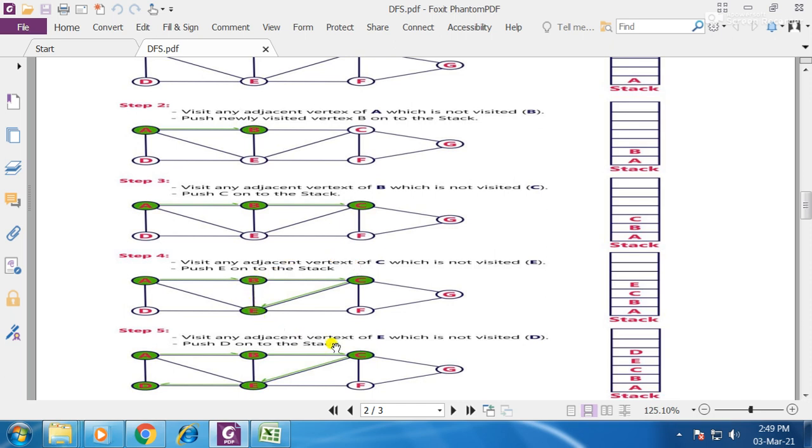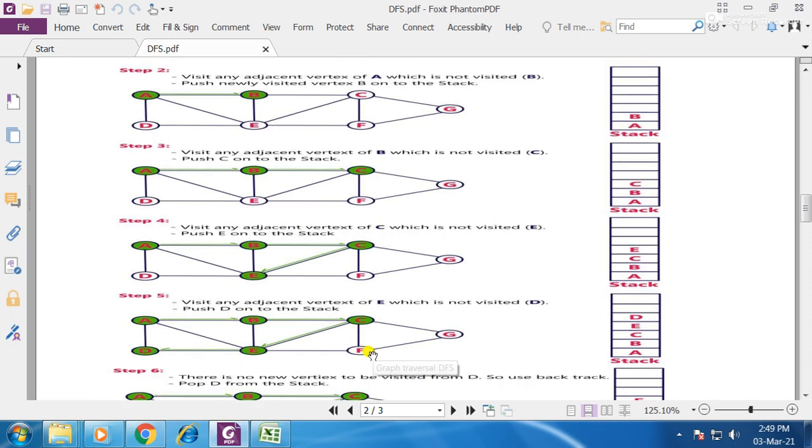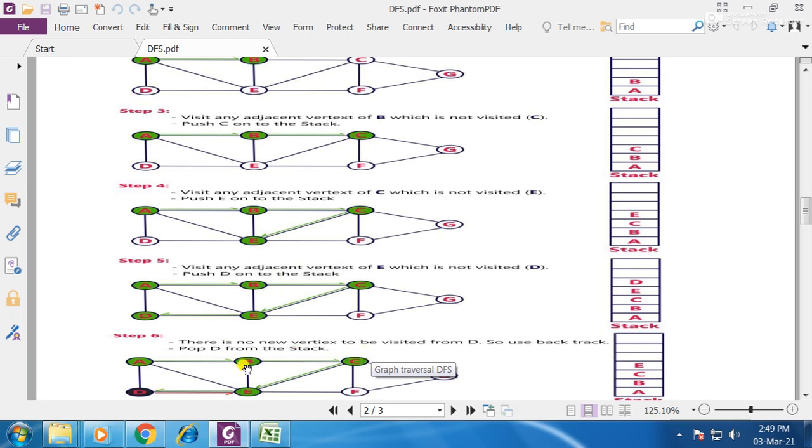Now we have taken D. So D is there in the stack. We have put it in the stack and we have marked D as visited. Now coming to this particular D, the adjacent vertices are already visited. A is also visited, E is already visited. So there is no new vertex to be visited from D.